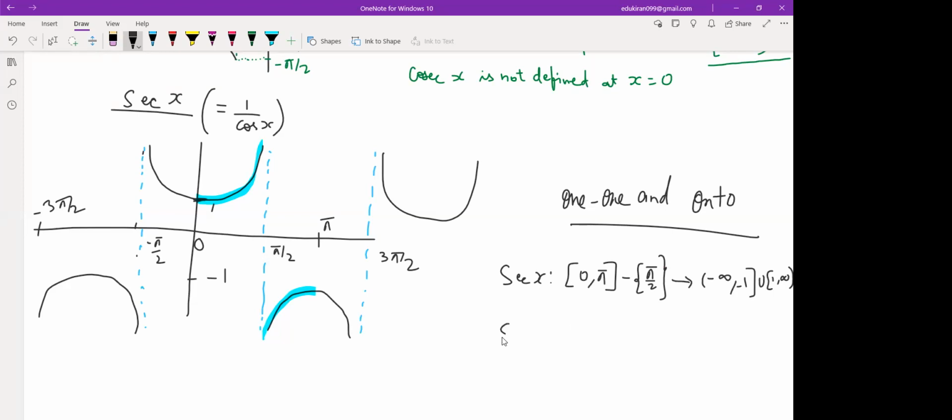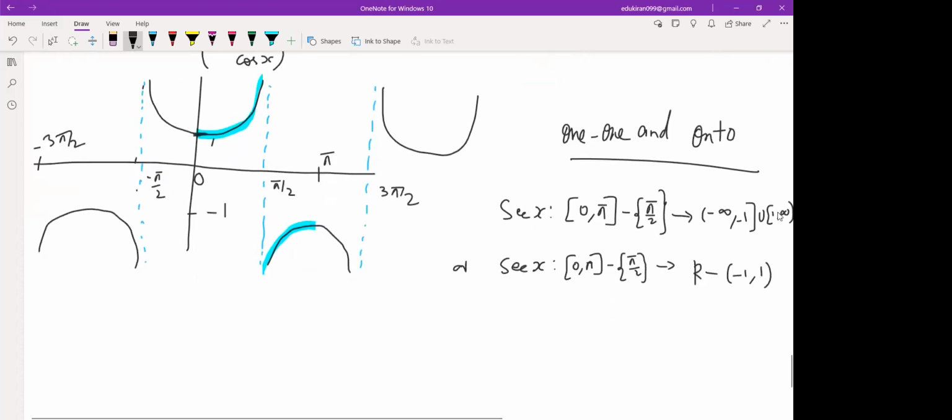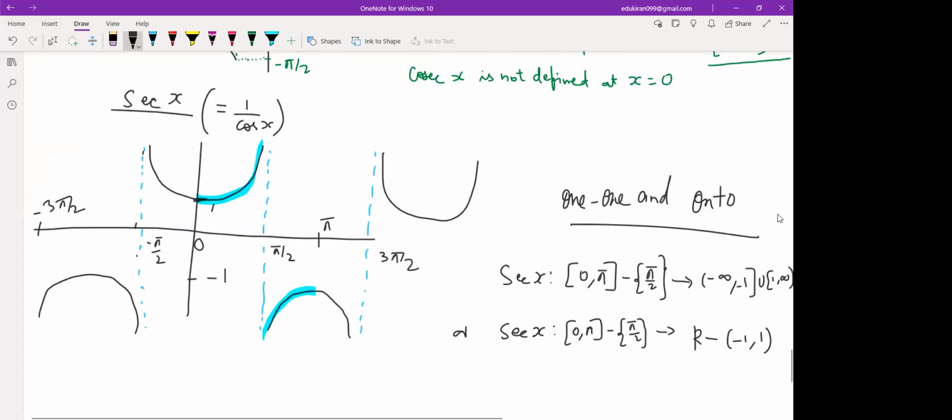Or you can also say that sec x is 0 to pi except pi by 2 to real number except between minus 1 to 1. So both is same. And when you draw the curve of sec inverse x, this is sec x, first write this down.